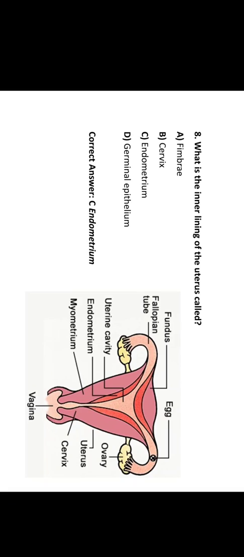Next question is, what is the inner lining of the uterus called? Options are option A, fimbriae, option B, cervix, option C, endometrium, and option D, germinal epithelium. The correct answer is option C, endometrium. The inner wall or inner lining of the uterus is called endometrium. Look at this figure. The red colored part of the uterus is called endometrium.